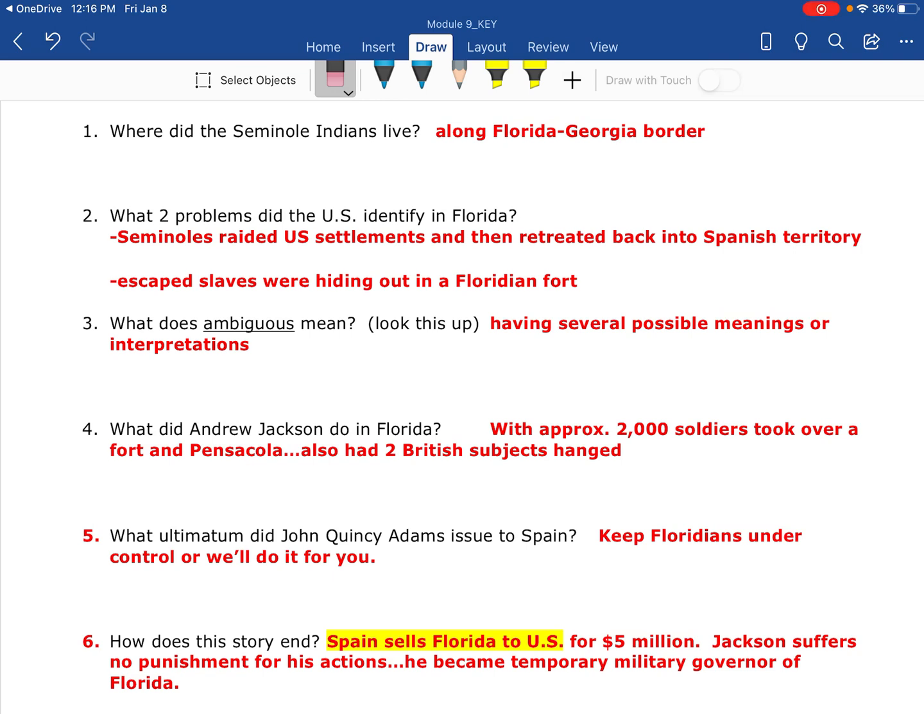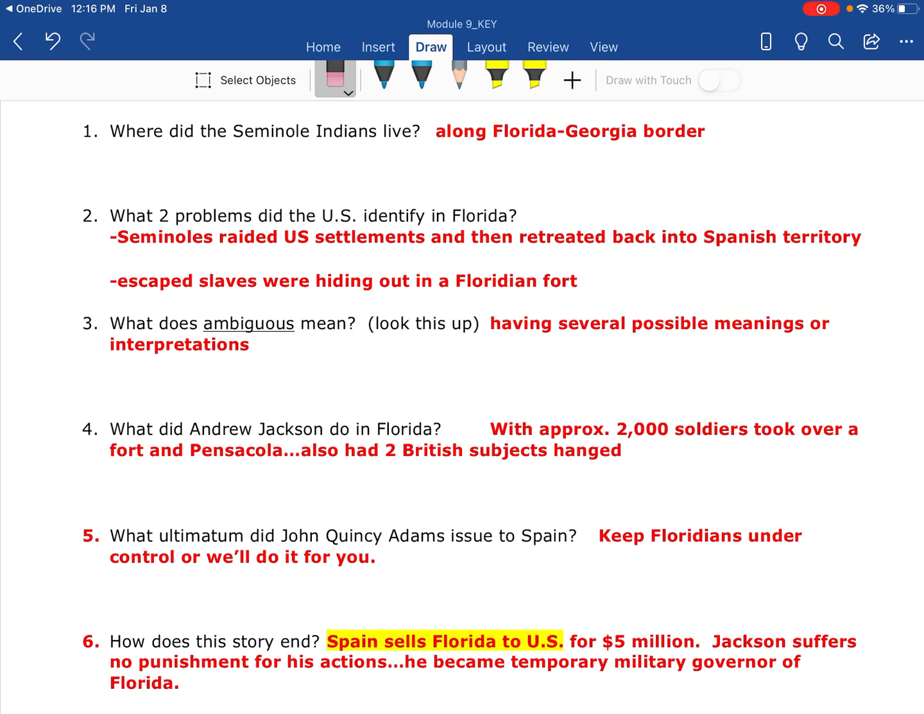This is true. So the United States takes advantage of that situation. They basically say, you better get it under control or we're going to come do it for you. Or you could sell it to us and not have to worry about it. So Spain ends up deciding, you know what? If they're just going to invade and take it over and we're going to get nothing out of it, we might as well just sell it. So they did for $5 million. So it's a pretty good deal. This is how Florida becomes part of the United States.